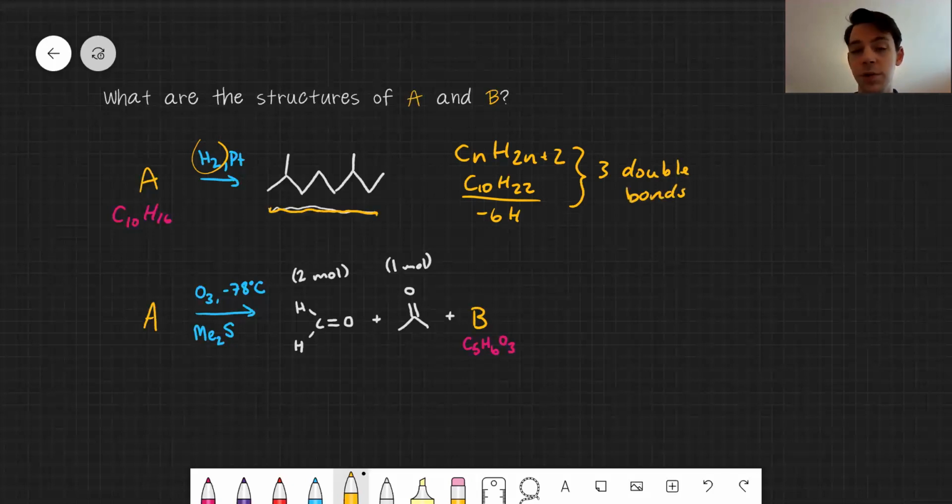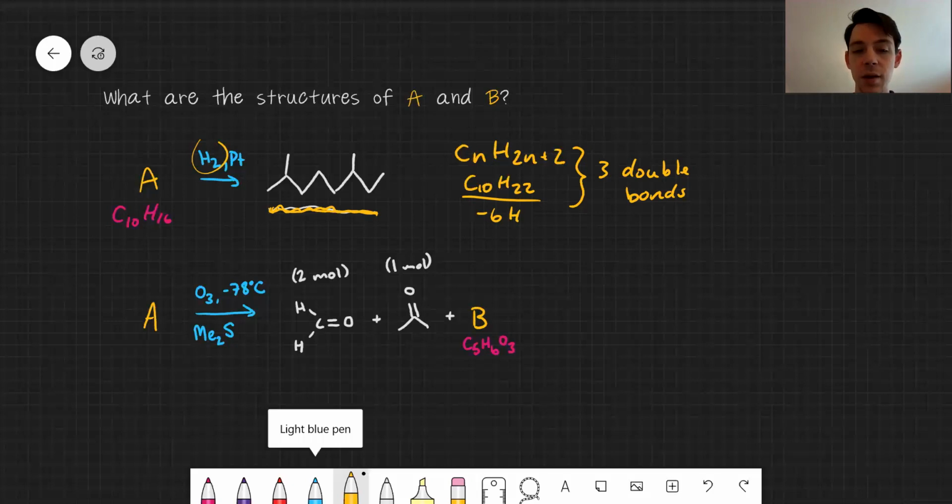Okay, so that could be the result of 3 rings, 3 double bonds, 2 rings and 1 double bond, and so on. However, I can see that this product has no rings, okay? So this must be the result of 3 double bonds. Okay, so let's look at the second clue that we're given.